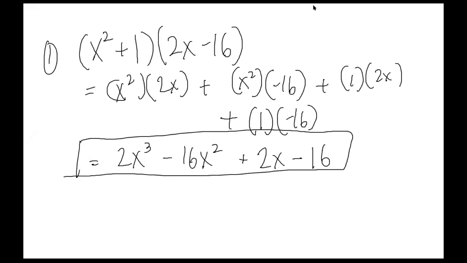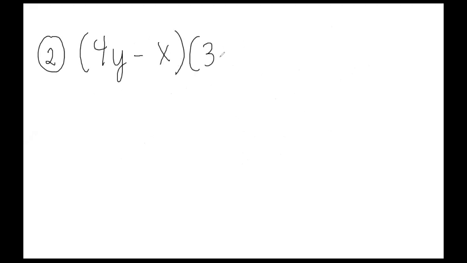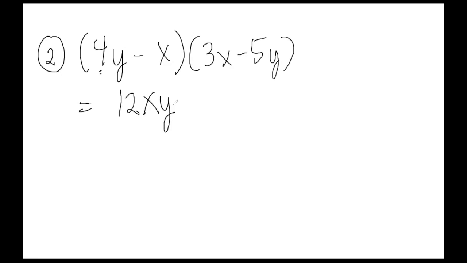One more example before I let you answer on your own. Okay, number 2. 4y minus x times 3x minus 5y. Okay, so parang i-mental, quote-unquote, mental math na natin this time. 4y times 3x, that's equal to 4 times 3, 12, xy. Okay, how about outer terms? 4y times negative 5y. So negative 4 times 5, that's 20, y times y, y squared.